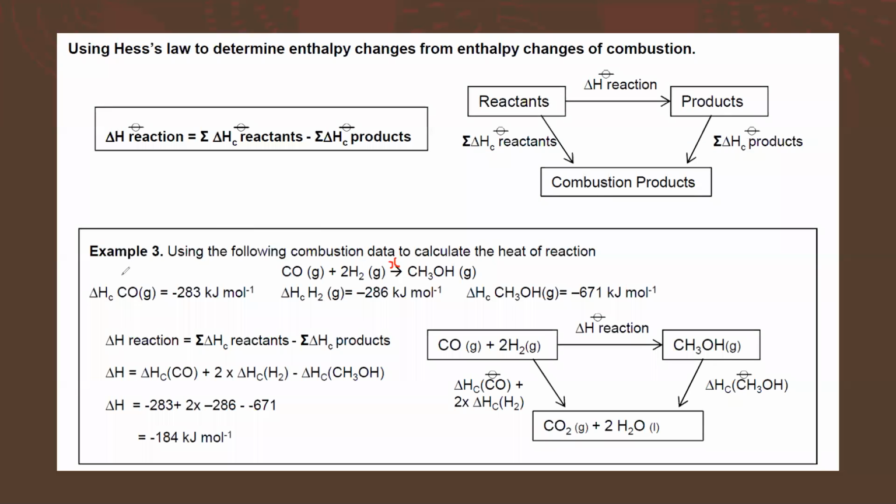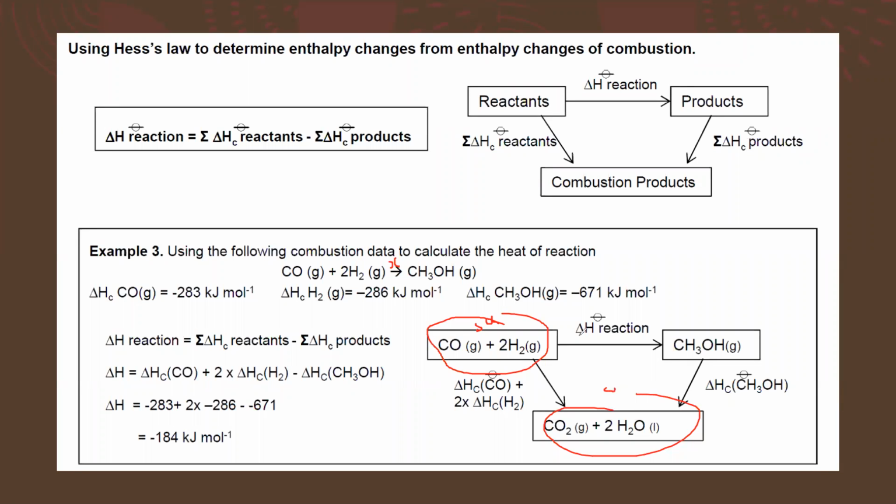Now, the combustion values are given if you burn carbon monoxide, if you burn hydrogen, and if you burn methanol. What will be the products? If you burn carbon monoxide, it will give carbon dioxide. If you burn hydrogen, it will give water, and if you burn methanol, it will give us carbon dioxide and water.